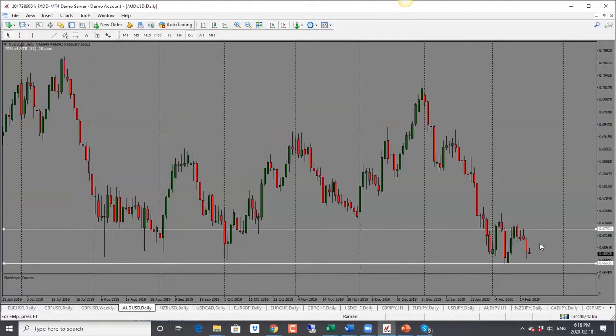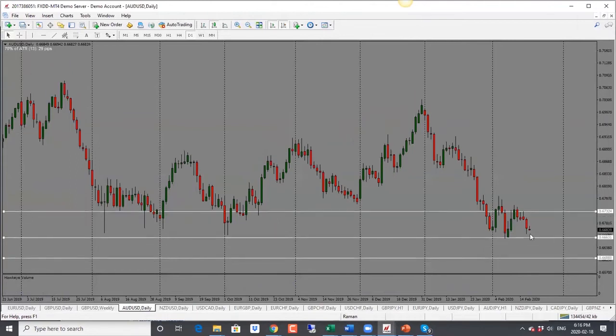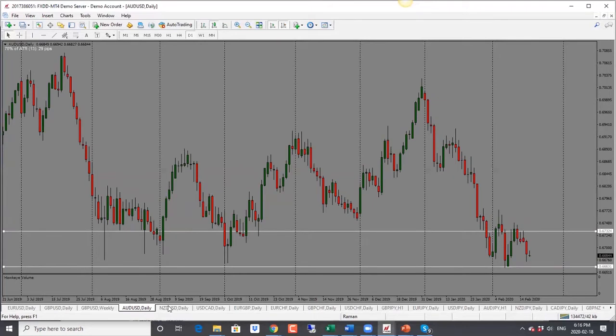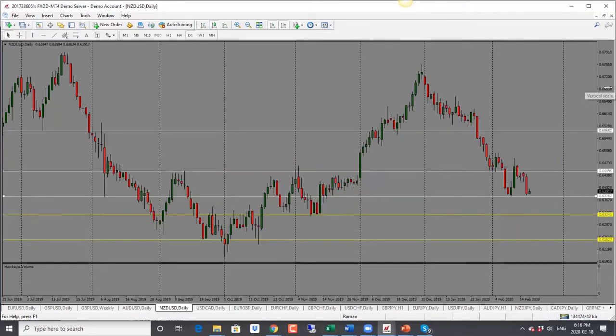Aussie dollar here, yesterday we were looking for a drop, we got that. Today we do have a bearish candle close, so looking for price to go further into 0.6660. That's the first target, and the second target is 0.6600. So bias is bearish here for Aussie dollar.